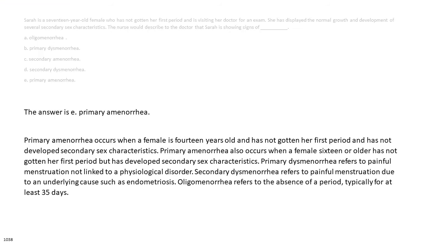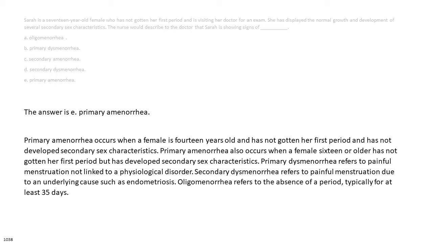The answer is E. Primary amenorrhea. Primary amenorrhea occurs when a female is 14 years old and has not gotten her first period and has not developed secondary sex characteristics. Primary amenorrhea also occurs when a female 16 or older has not gotten her first period but has developed secondary sex characteristics.